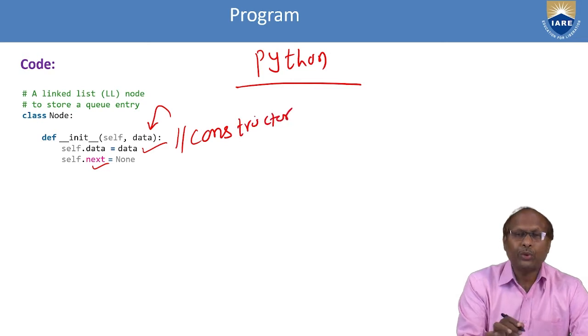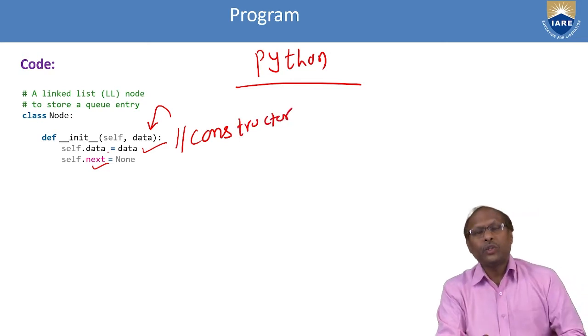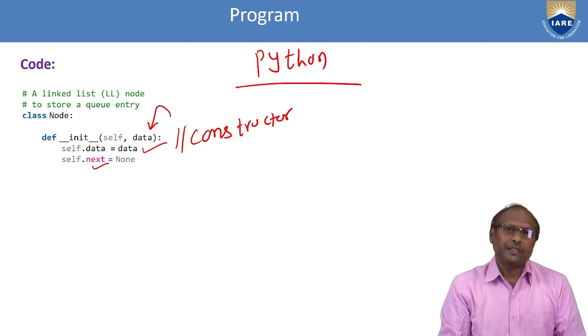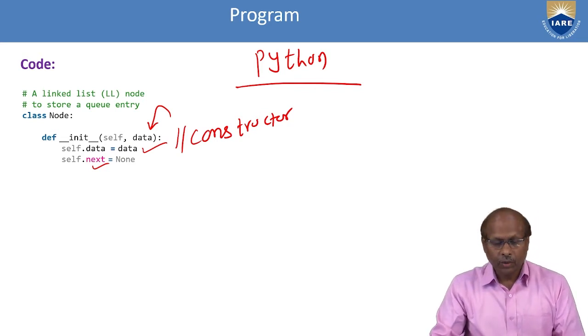So in the constructor I wrote this, so my node is ready. As and when I want to insert, I will call this node. That means I will create an object of node, and this object I have to insert at the end. Now this node part is ready.